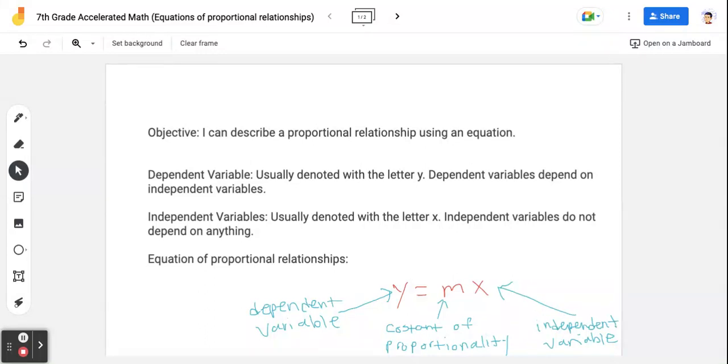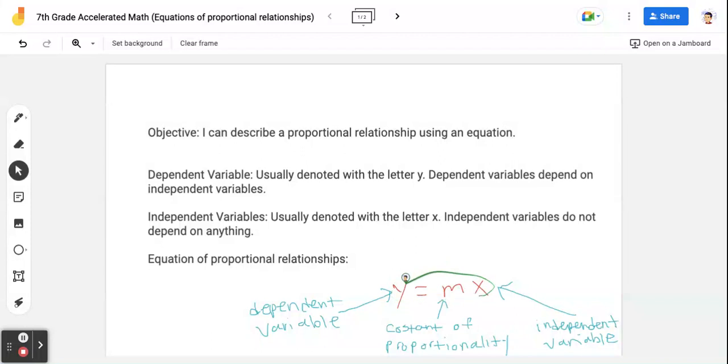And the independent variable, usually denoted with the letter x, does not depend on anything, meaning that we are the ones who control what happens with our inputs, the x values, in order to change the y values. All right? And this is the equation of proportional relationships. They fit this equation, y equals mx.